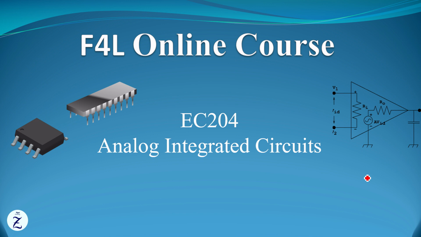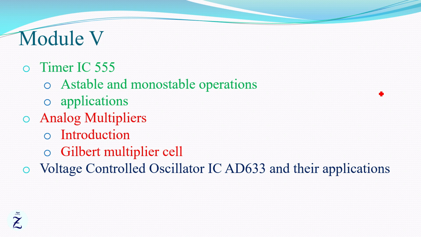Hello, welcome back to the online course on analog integrated circuits. In this lecture, we are going to discuss analog multipliers. An analog multiplier is a circuit which produces an output voltage proportional to the product of the two analog input signals.